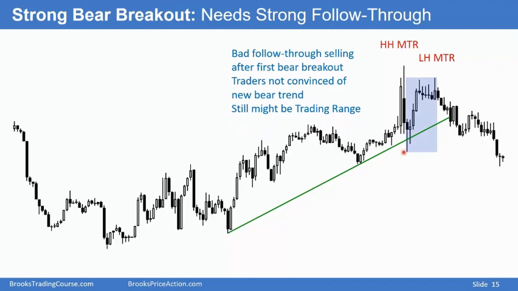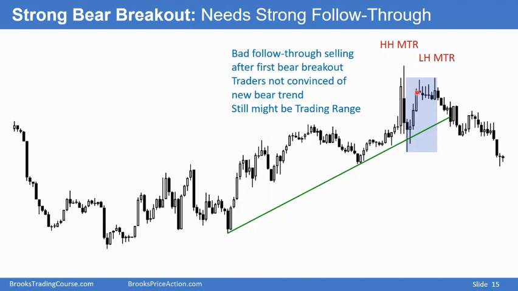The bears broke below the bull trend line using this reversal up and this reversal up. Yet, look what happened. Very bad follow-through selling. Strong reversal down, bear bar, but instead of a series of consecutive bear bars, we got a very big reversal up. The traders are not convinced that this is the start of a bear trend, even though it's a higher high major trend reversal. I could draw a trend line here, a bear break below the trend line, higher high major trend reversal, but very strong bull trend resumption up.